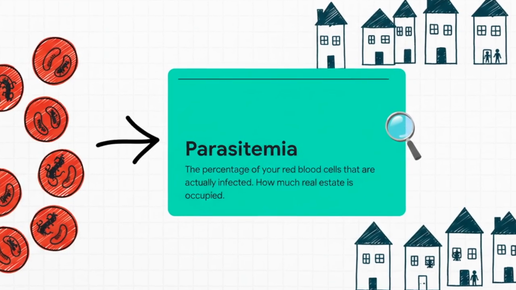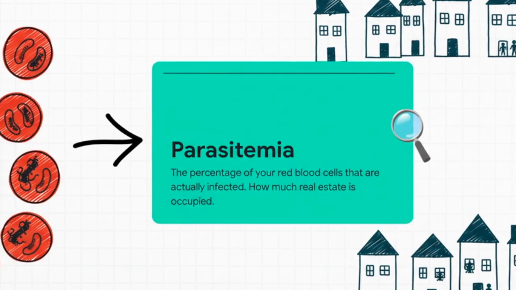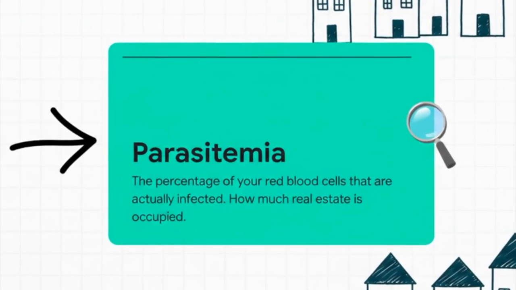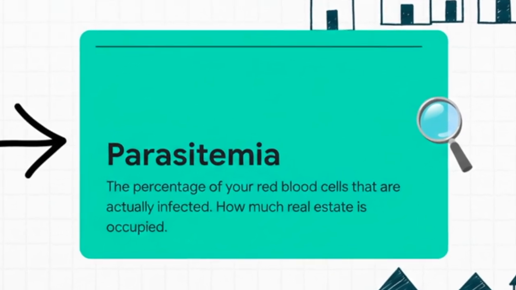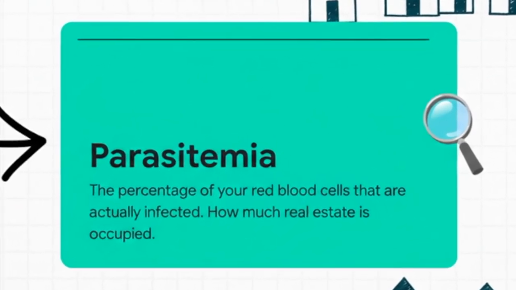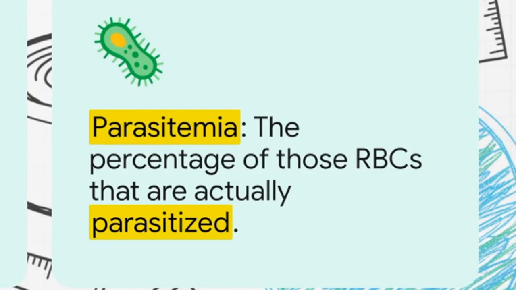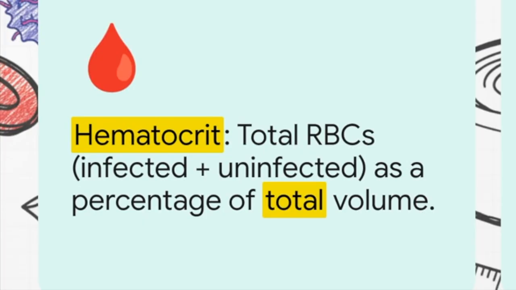Think of it this way. If hematocrit is all the houses in the neighborhood, parasitemia tells you how many of these houses actually have someone living inside. It's basically a measure of how packed your culture is with parasites. So right here, this lays out the key difference. See, when you're passaging a culture, you're juggling both of these things at the same time. You are diluting the occupied real estate, that's the parasitemia, while making sure the total real estate, the hematocrit, is just right for healthy growth. And you've got to get them right.